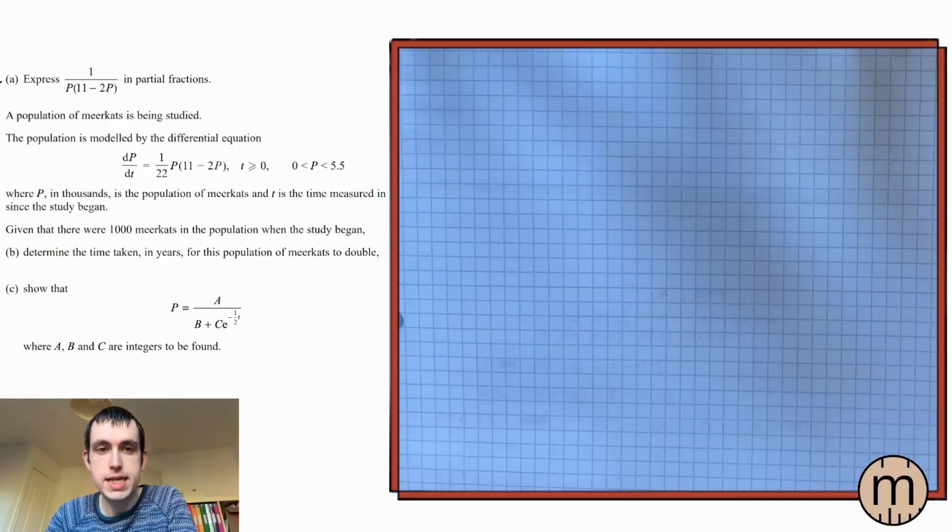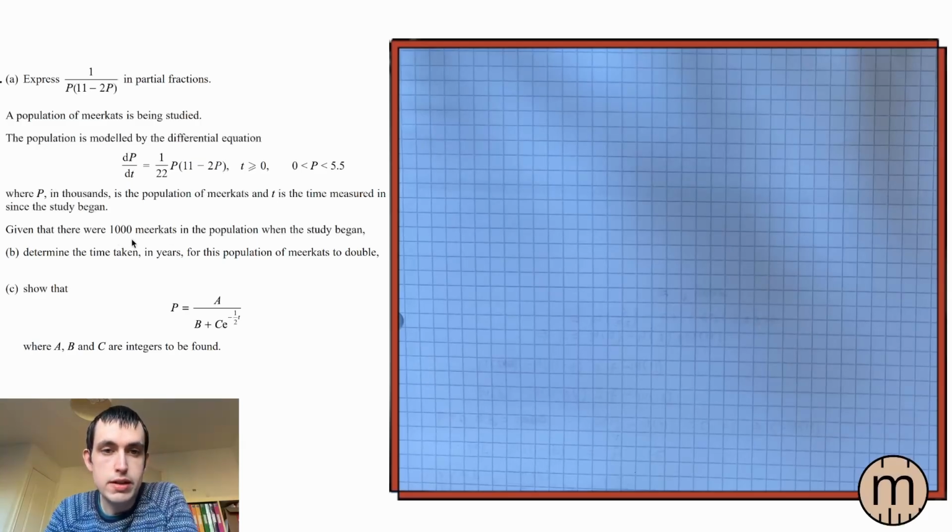Now for part B. So we're told that we've got a population of meerkats that's being studied, and their population is modelled by this funky differential equation. We're given some boundary conditions for t and p, and we're told what p is, and we're told what t is. T is the time, usually is.